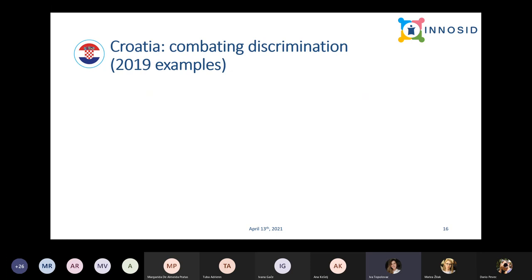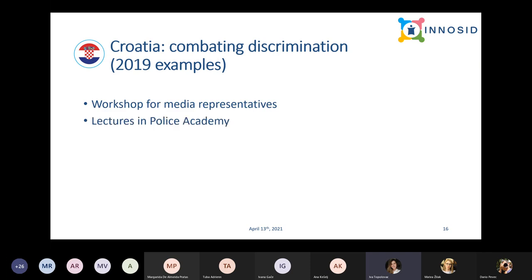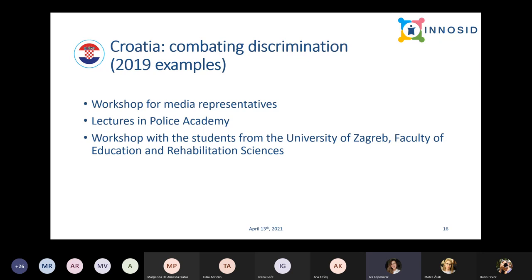Okay, so here are some examples of discrimination. These were just some examples so that you see that discrimination really is present everywhere. Since the incident with the national television and the inaccessible environment, the public defender has conducted workshops for media representatives and students from the University of Zagreb Faculty of Education and Rehabilitation Sciences.